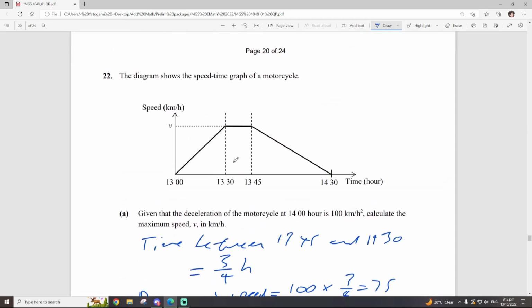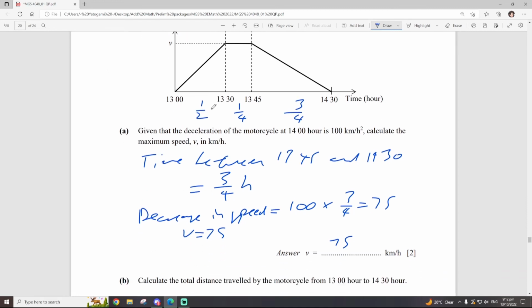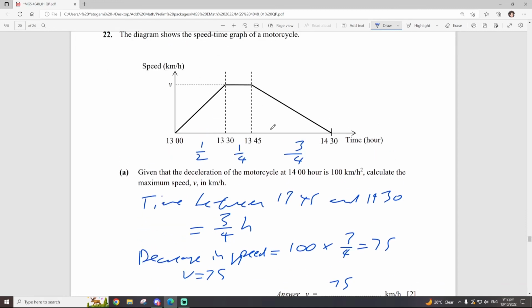So it's the area under the graph. So let's write down the hours. This is half hour, this is quarter hour, and this is 3/4 hour. Okay? So in fact, I can actually write this as a trapezium, right? So the total time taken was not 3.5, but 3/2 hours. 1.5, I should say.